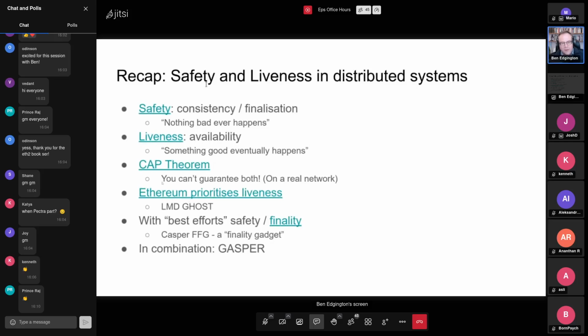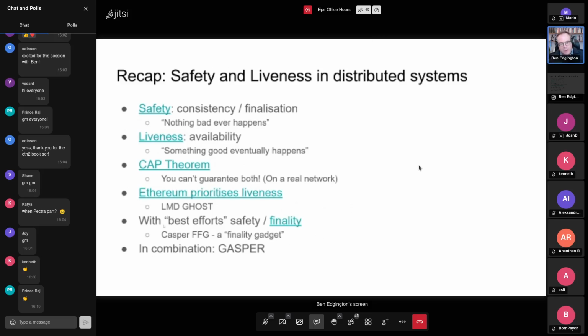And the point is that Ethereum prioritizes liveness. So we have this LMD GHOST protocol, and the idea is that even if there's a big partition of the network or half the nodes go down or something like that, what remains, what you can see locally, will still continue to make progress and add blocks to the chain. And that's a design decision. Not all chains do that. Cosmos chains, for example, prioritize safety.